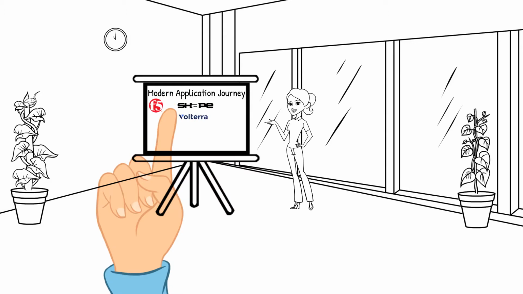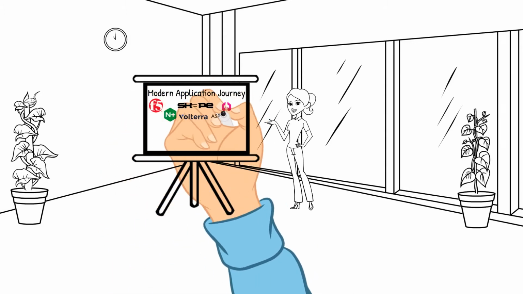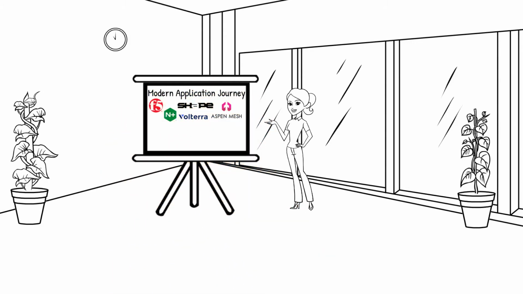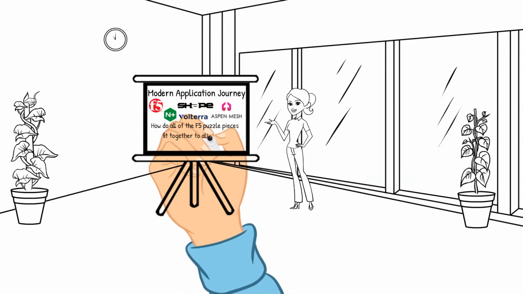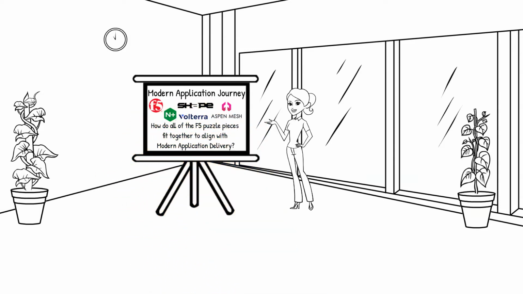By simplifying the story and filling in the gaps, you will learn how securing extraordinary digital experiences through adaptive applications enables modern application delivery. By the end of the video, you will have a better high-level understanding of how all the F5 puzzle pieces really fit together to align with modern application delivery.